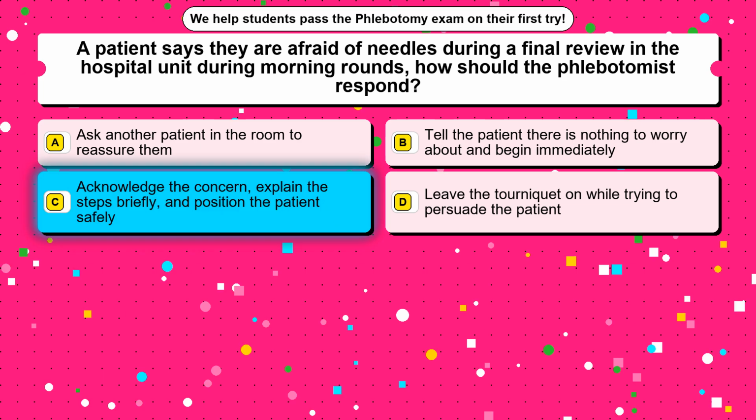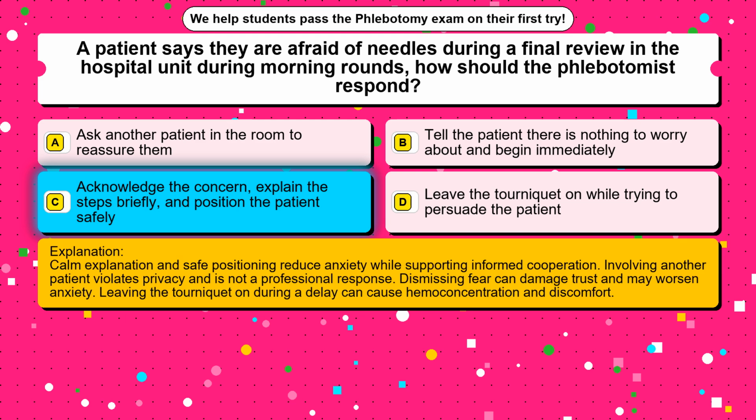The correct answer is option C. Acknowledge the concern, explain the steps briefly, and position the patient safely. Calm explanation and safe positioning reduce anxiety while supporting informed cooperation. Involving another patient violates privacy and is not a professional response. Dismissing fear can damage trust and may worsen anxiety. Leaving the tourniquet on during a delay can cause hemoconcentration and discomfort.